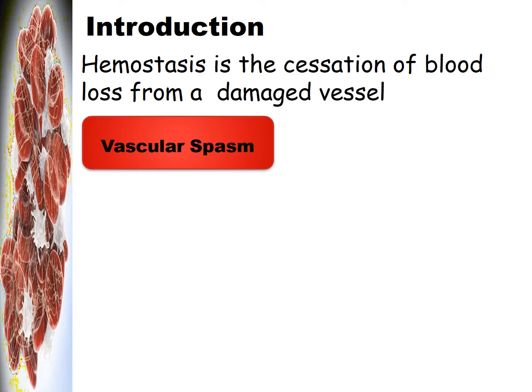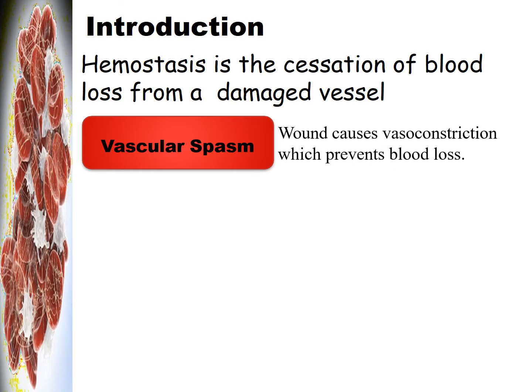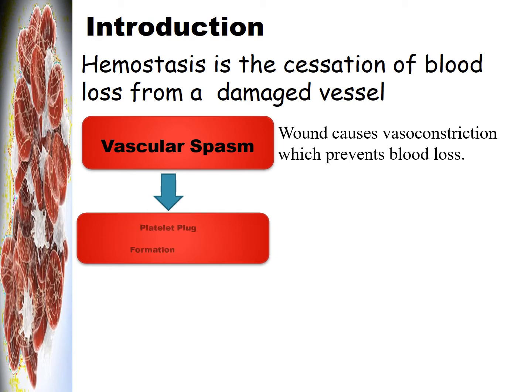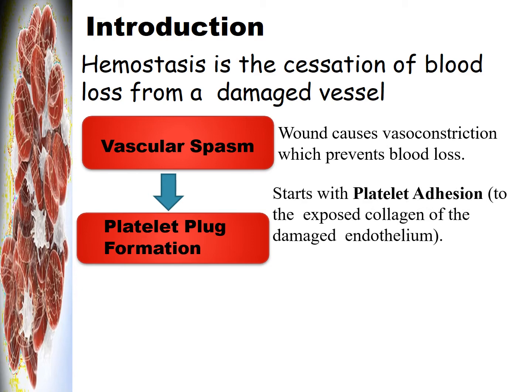If any injury is there, then sudden vascular spasm occurs. That means the wound is responsible for vasoconstriction, which prevents sudden blood loss. Then what happens? Due to this, platelet plug formation occurs. First, due to any injury, vasoconstriction is there. Then afterwards, platelet plug formation occurs.